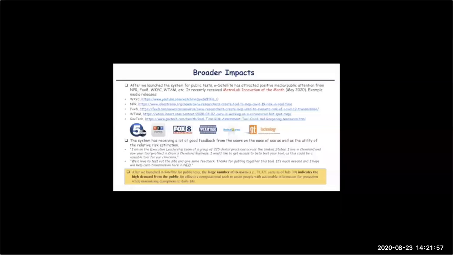After we launched the system for public testing, the system, named Alpha Satellite, has attracted positive media and public attention from multiple channels. It also recently received the Metro Lab Innovation of the Month for May 2020. By far, it has had over 78,000 users as of July 30, which indicates the high demand from the public for effective computational tools to assist people with actionable information for protection while minimizing disruption to daily life. The system has received a lot of good feedback from the users on the ease of use as well as the utility of the relative risk estimation.